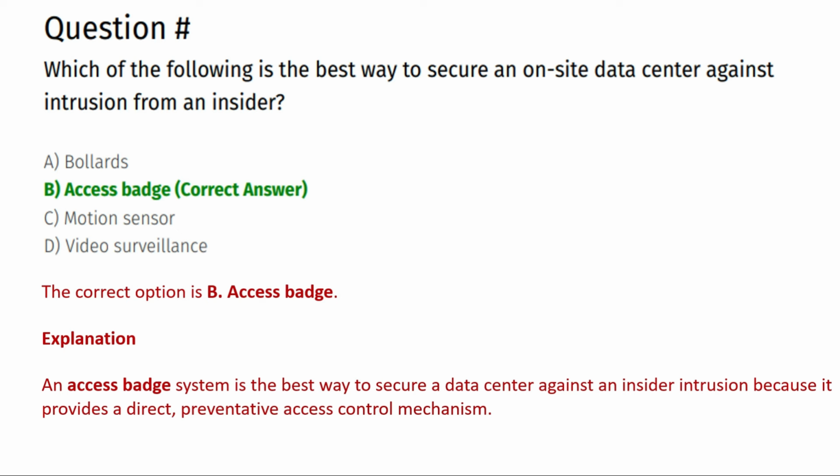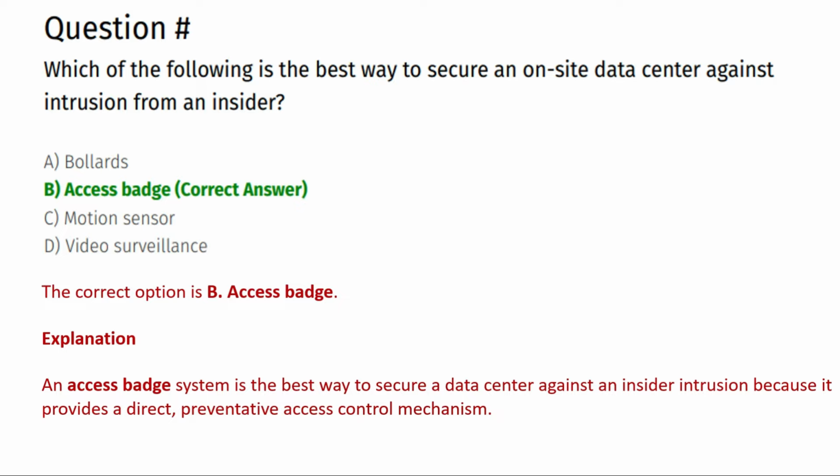So let's check the explanation. An access badge system is the best way to secure a data center against an insider intrusion because it provides a direct preventive access control mechanism. So that's why the correct answer for this question is option B, access badge.